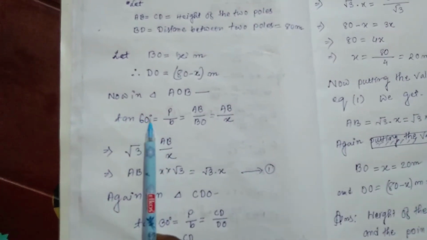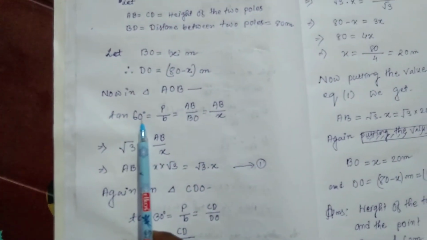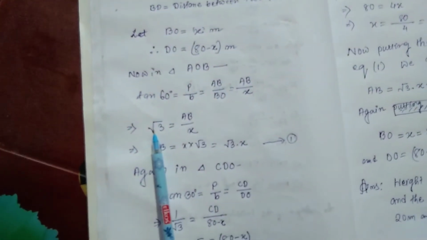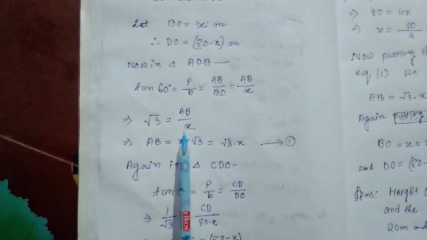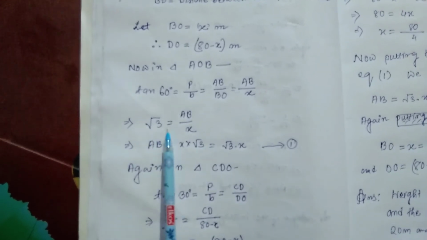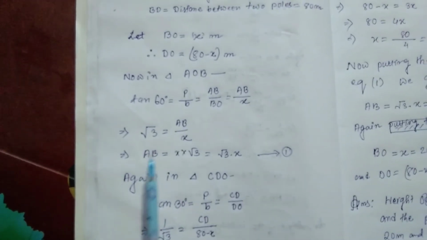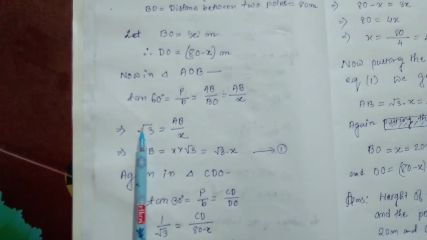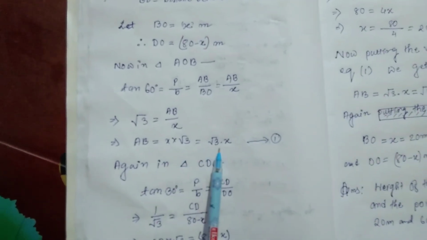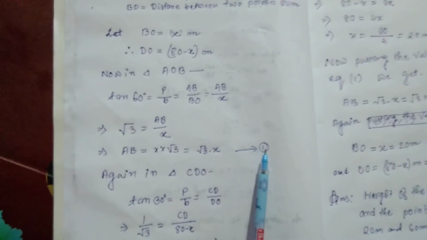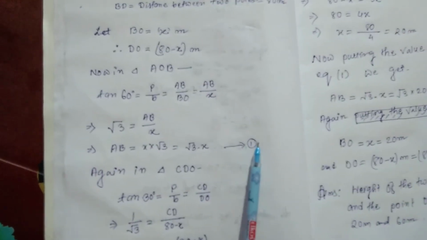What is the value of tan 60 degrees? The value of tan 60 degrees is root 3. Now let us do the cross multiplication. Below root 3 there is 1. Then 1 into AB gives AB, and X into root 3 gives root 3 times X. This is equation 1. Step 1 is finished.